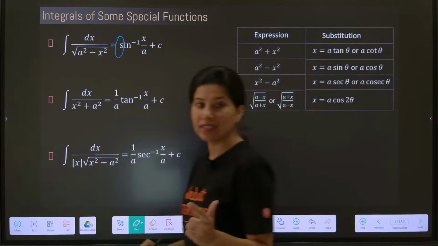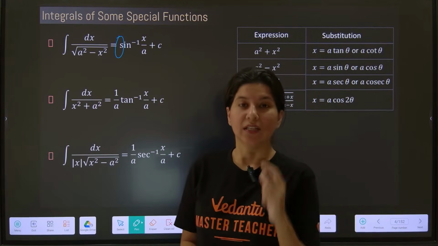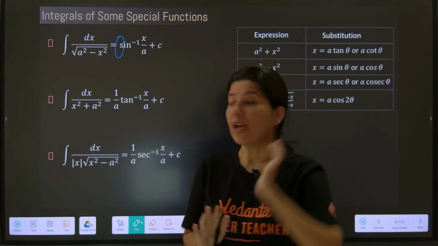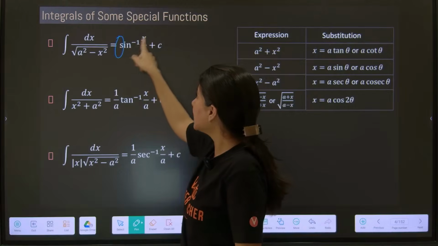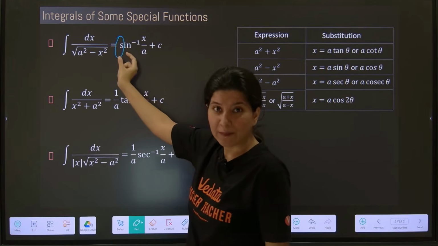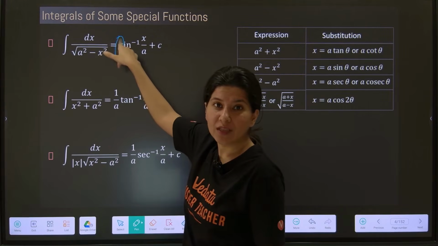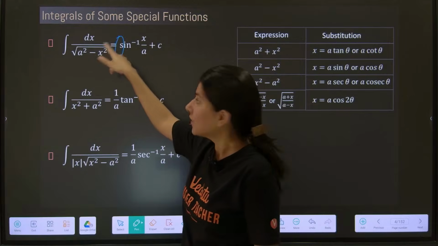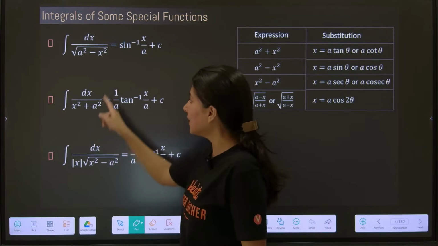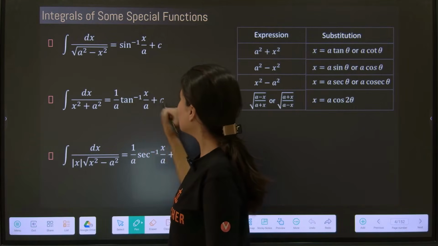Some students get confused, and you know what? NTA plays on exactly that. They will give you an integration and they will write the answer also, and they will write 1 by a sin inverse x by 3. Now what is the value of a? In the sin inverse formula, there is no multiplication in the beginning, right? So make sure that you do not get confused. But you know what? In the tan inverse formula, there is 1 by a tan inverse x by a.